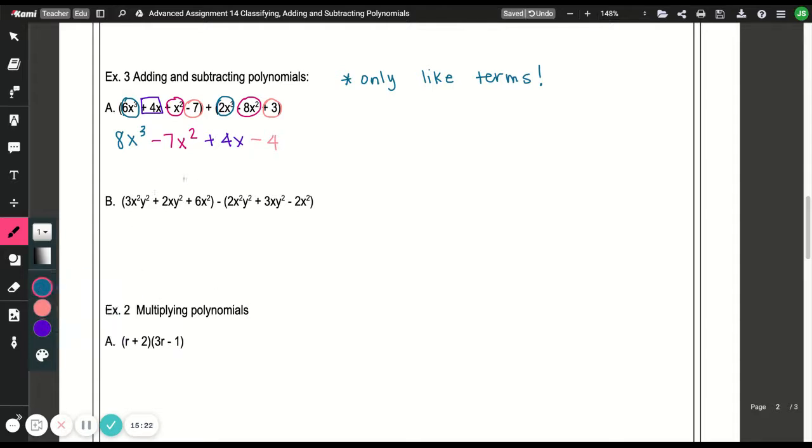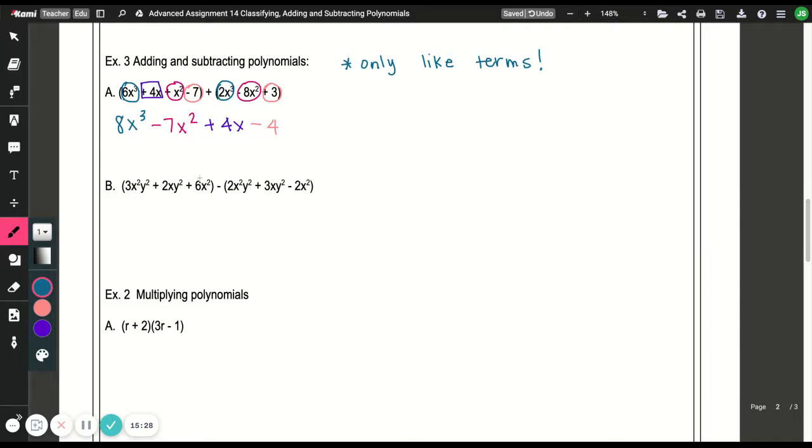The next one I'm going to show you is subtraction. Subtraction is basically the same thing. I mean, you're still subtracting like terms. Here's the issue with subtraction. People will subtract this first one, and then they'll get down to the x squared, and they will do 6x squared minus 2x squared, and they'll get it wrong. So what I do is I distribute this negative through in the beginning so that I don't accidentally miss any of them.